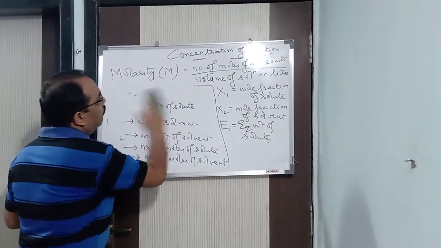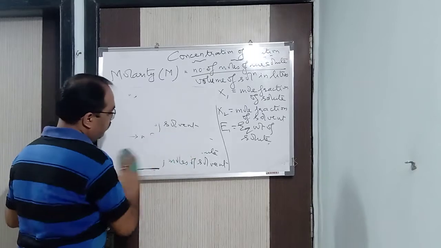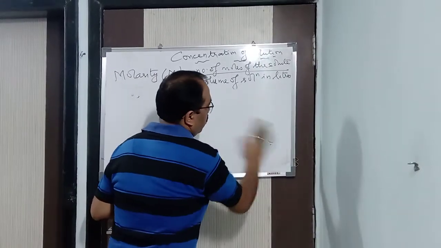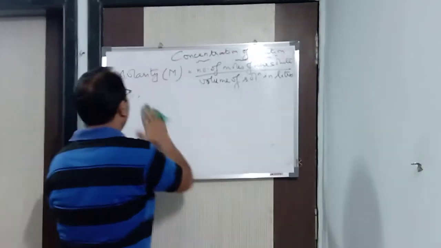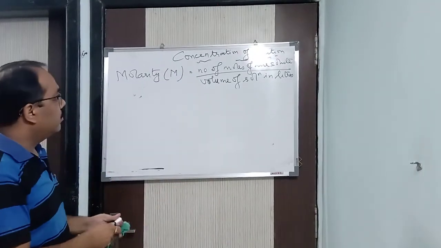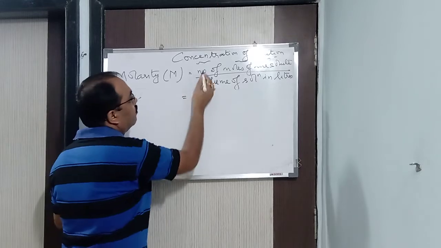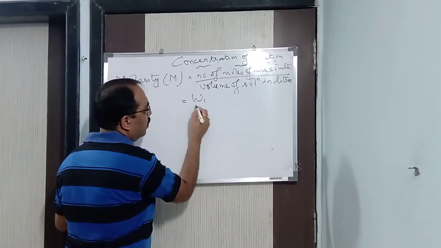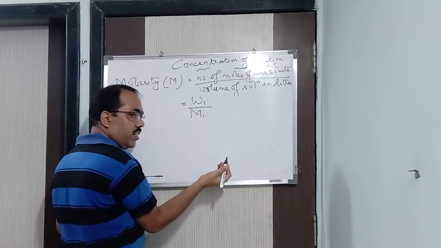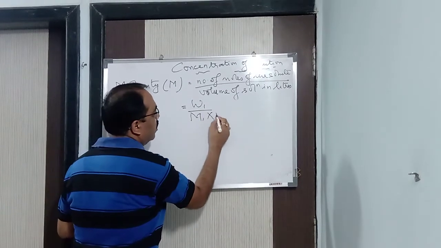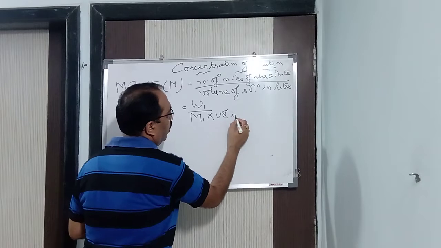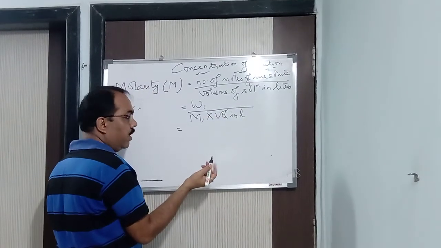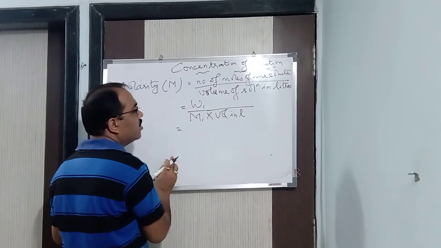Now I will come back to the formula again because I am going to use these symbols. So 1 for the solute and 2 for the solvent. Very easy to remember. So number of moles of the solute is the weight of the solute, W1, by molecular weight of the solute, M1, into the volume of the solution in liters. Got it? So weight by molecular weight, and the volume of the solution in liters.